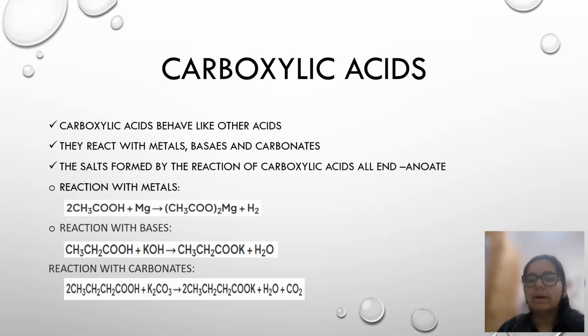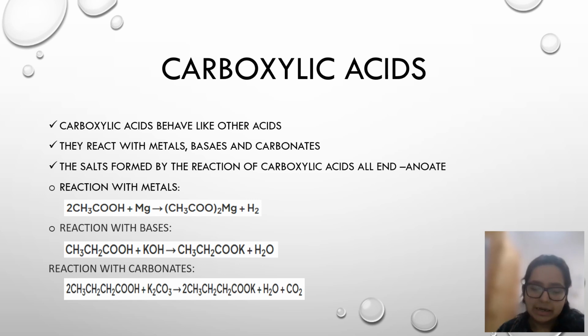The salts formed by the reaction of carboxylic acids all end with -anoate. So if we are taking ethanoic acid, it will form ethanoate. If we are taking methanoic acid, it will form methanoate, and so on: propanoic acid, propanoate, and butanoic acid, butanoate.